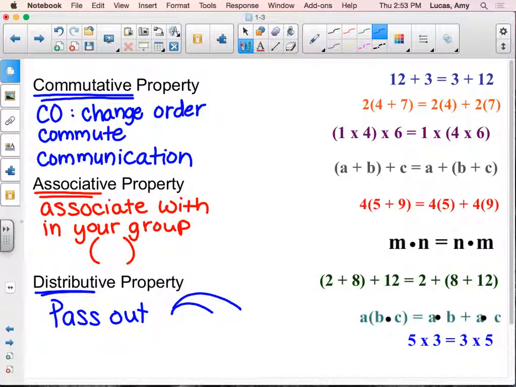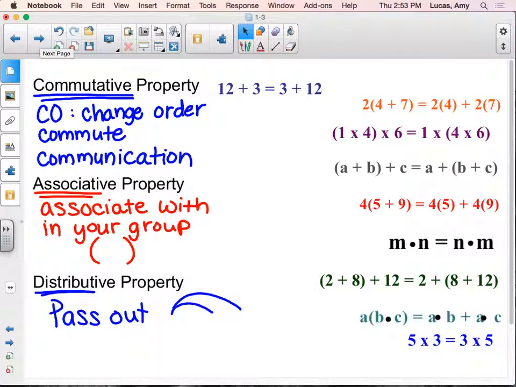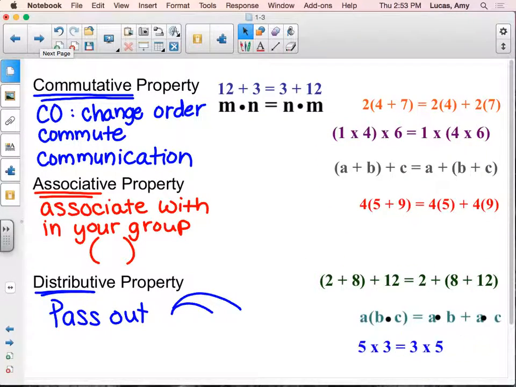Or we sometimes say bombing, like you take that number and you bomb it, so you just bomb it times everything in the parentheses. So now, looking at the examples over here, commutative property, 12 plus 3 equals 3 plus 12, or m times n equals n times m, or 5 times 3 equals 3 times 5.